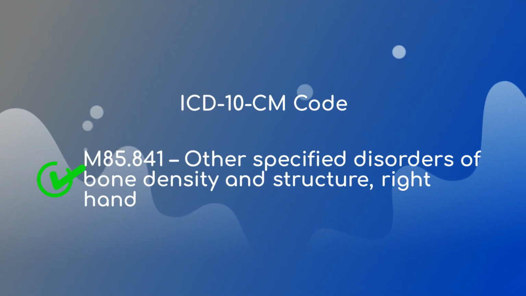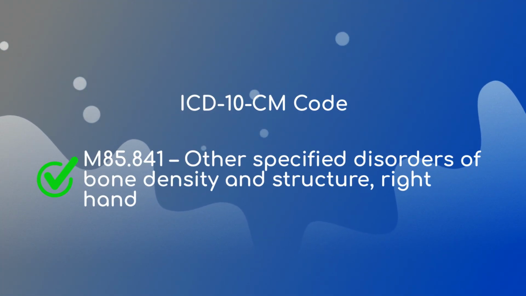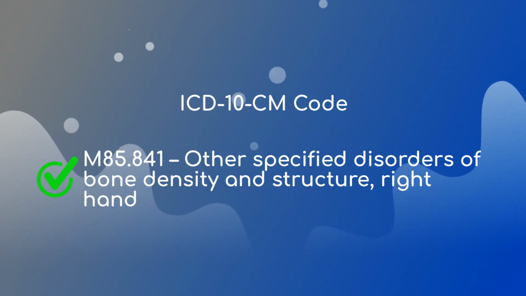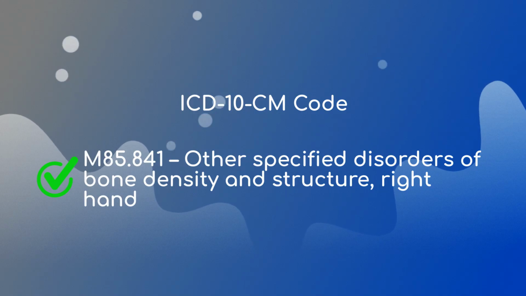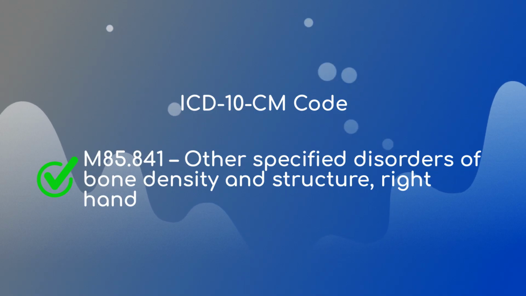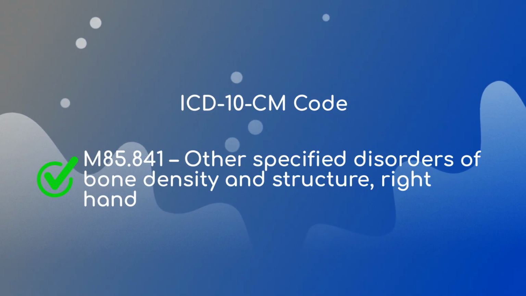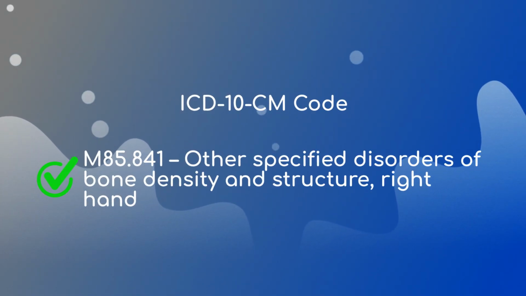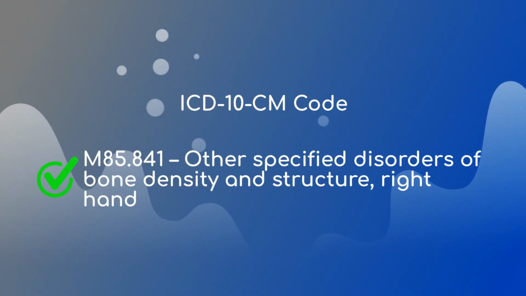The most appropriate ICD-10-CM code is M85.841, other specified disorders of bone density and structure, right hand, chosen to reflect the chronic bony deformity described in the proximal phalanx of the right small finger. This is not an acute fracture and is unrelated to a systemic bone disease.